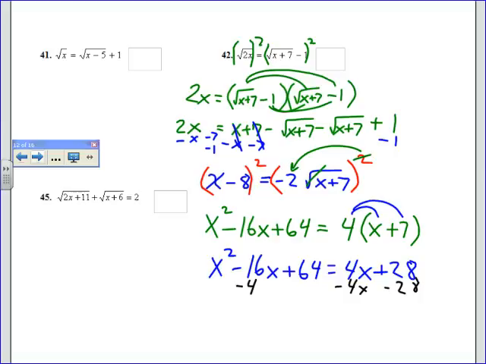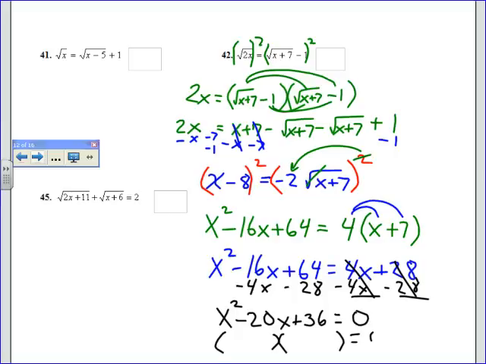So you have that. And then subtract the 4x, subtract the 28. Let's hope that I haven't made a mistake here anywhere, because then we'd be in trouble. 64 minus 28. Let's figure out what that's going to be really quickly. It's going to be positive 36 equals 0. And then, finally, factor.